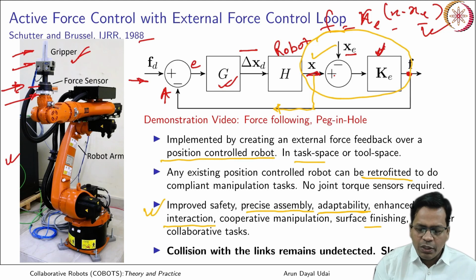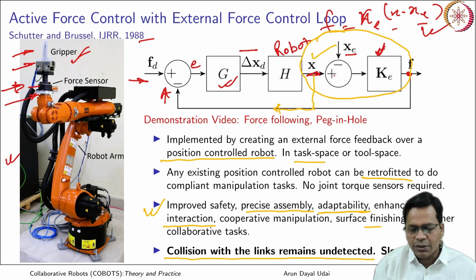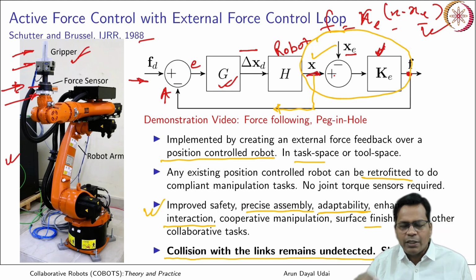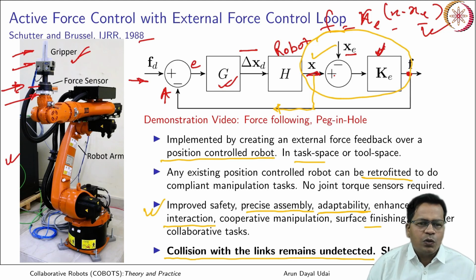The only problem here is that the collision with the links remains undetected. The link collision cannot be detected because there are no sensors in the rest of the robot. So whatever happens beyond the force sensor is sensed by the robot, and that can be considered in your closed loop.